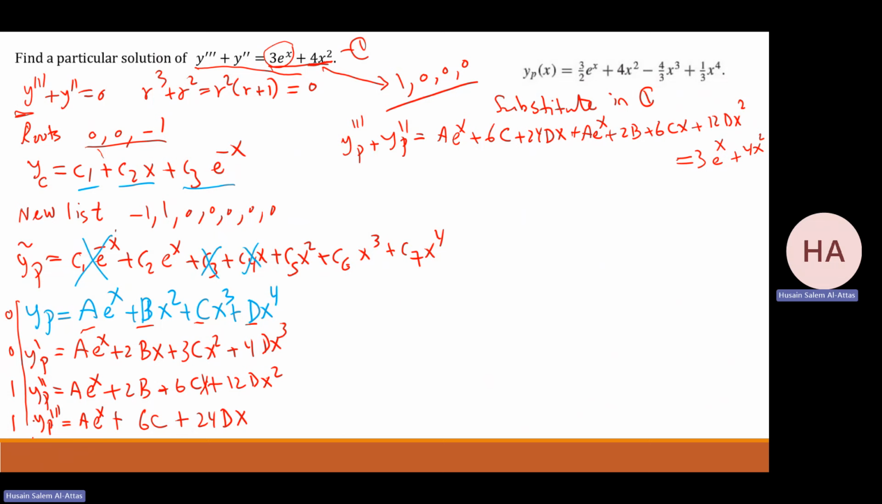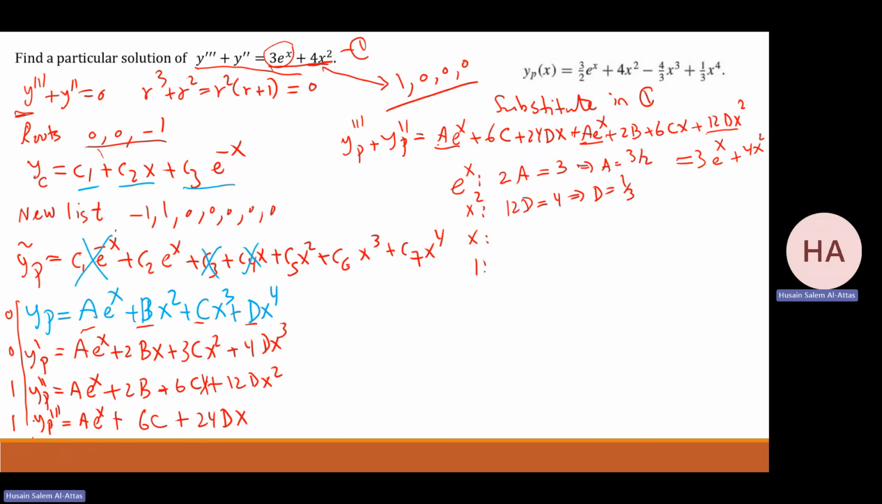Okay. Now I need to check the coefficient. What are the ones which I need to check the coefficient? e to the power x, x squared, x, and the constant. So e to the power x comes from where? This plus this, so we have 2a should equal 3. So a equals 3 over 2. That makes it easy. Now x squared, what do I have in x squared? I have only this. So I have 12d equals 4. So d equals 1 over 3.